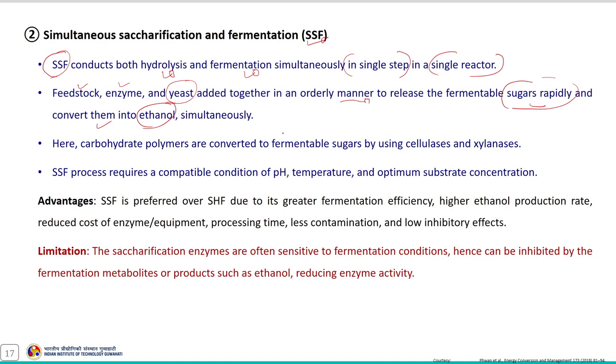And here the carbohydrate polymers are converted into fermentable sugars by using cellulase and xylanase enzymes. This process requires compatible conditions of pH, temperature, and optimum substrate concentration. And the advantage of this process is that it is preferred over the previous process due to its greater fermentation efficiency, higher ethanol production rate, reduced cost of enzyme, reduced processing time, less contamination, and low inhibitory effects. However, this particular process also has a limitation.